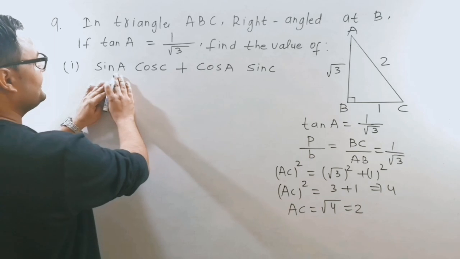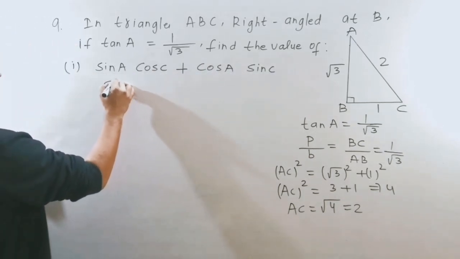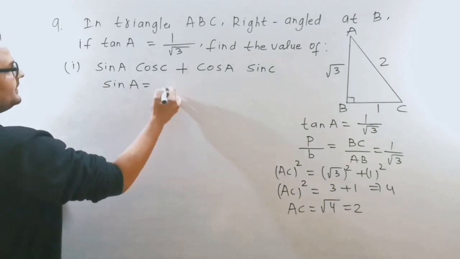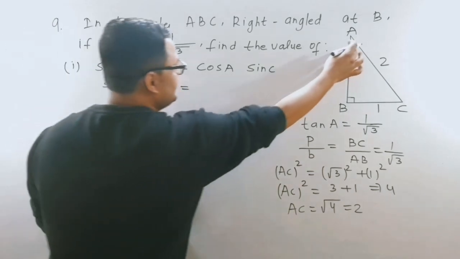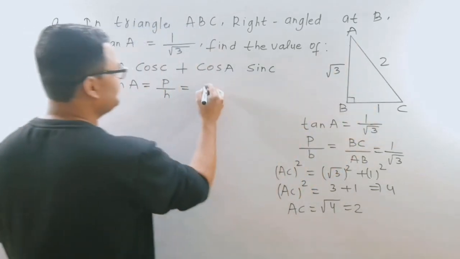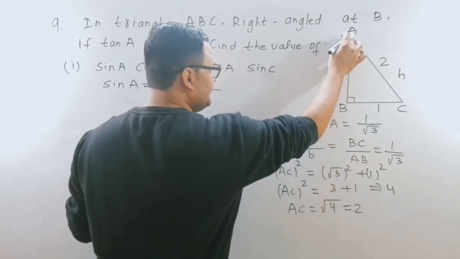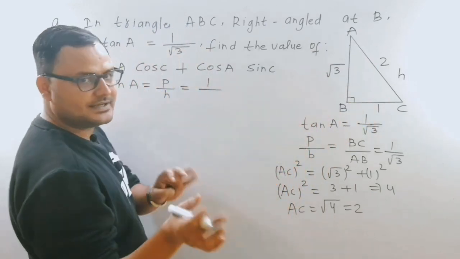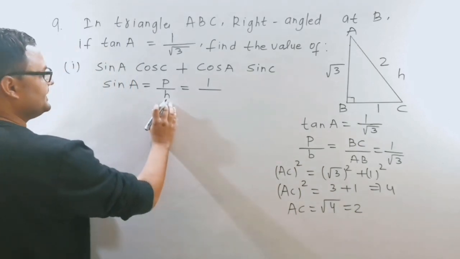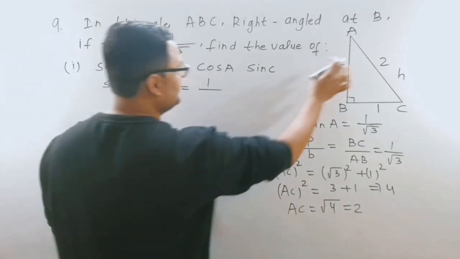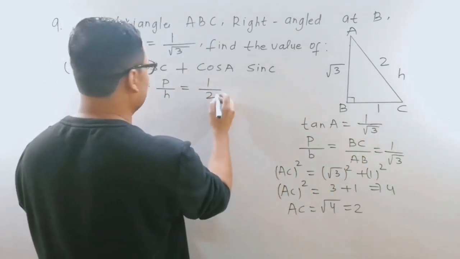So I need sin A, cos C, cos A, sin C. First of all, sin A equals P by H. So for this angle A, perpendicular is BC, that is 1, and hypotenuse is 2, that is not going to change. Base and perpendicular can change, that we have done in the basics of trigonometry. So for sin A, P is BC and the hypotenuse is 2, so 1 by 2.